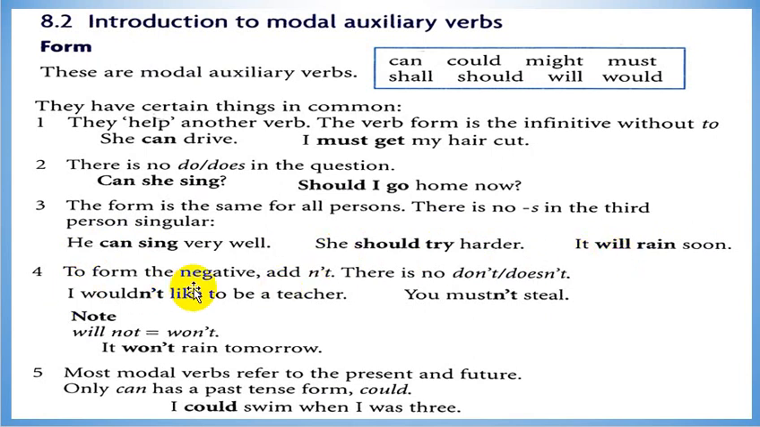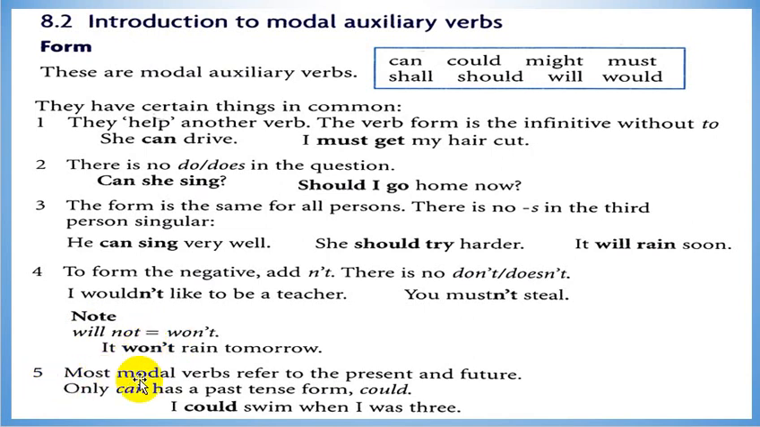Number 4, to form the negative add n't. There is no don't or doesn't. Okay، يضاف للفعل المساعد n فارزة t. I wouldn't like to be a teacher. Okay، هاي الإضافة للauxiliary verb. You mustn't steal. Okay. Note will not يكون اختصارها won't، يتغير شكل الكلمة. It won't rain tomorrow. Won't هذه هي will not. Okay، pay attention to this. Okay.